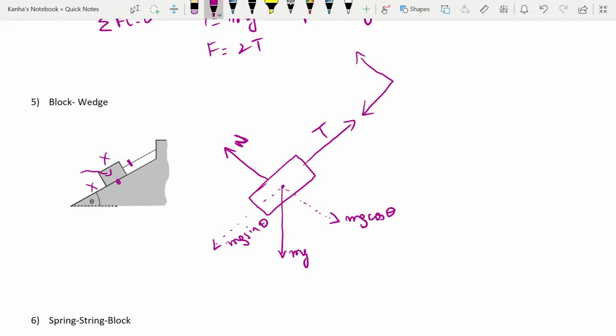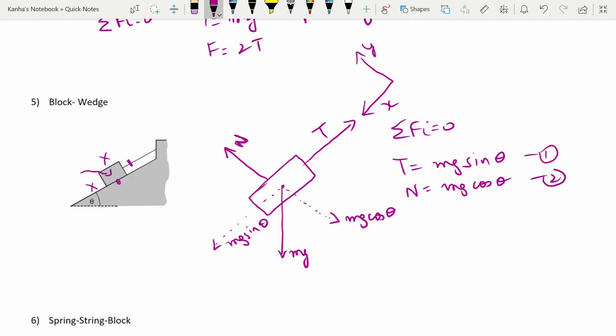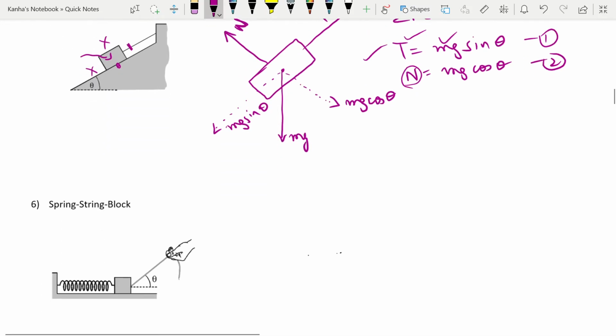Now what they do is the simple thing, summation of Fi is equal to 0. Here my x and y axis become this. That depends on how you choose. So you get T is equal to mg sin theta and N is equal to mg cos theta. You only need to get these equations. Once you get these equations, they can give you some constants, for example mass or tension or something, and they can ask you to find one of the variables in the question.